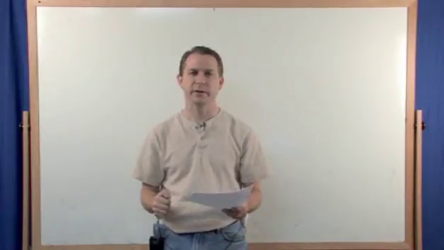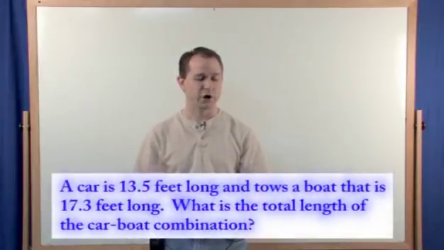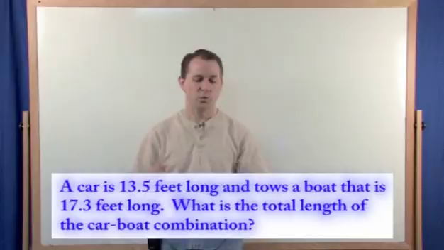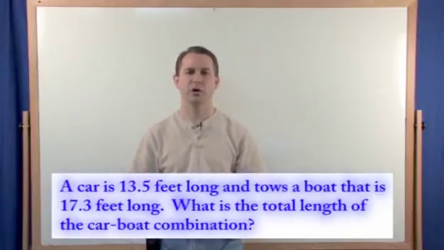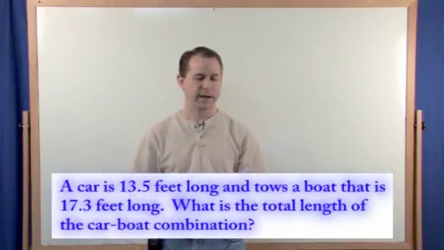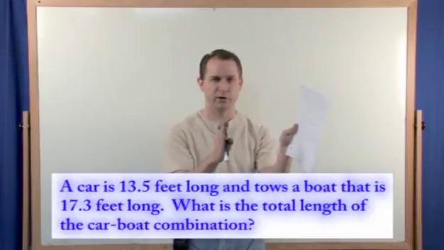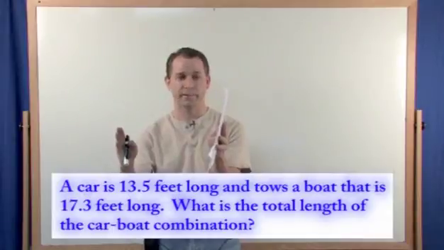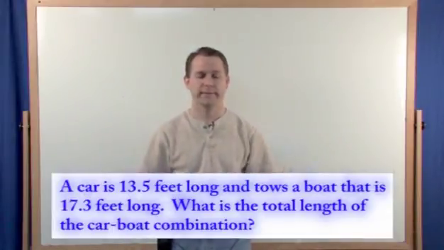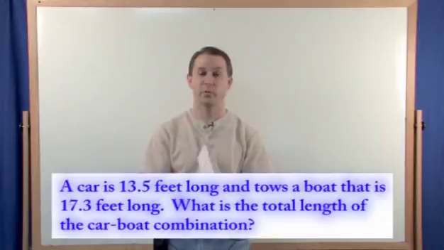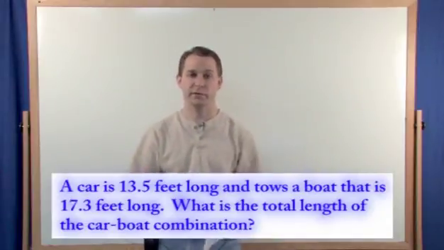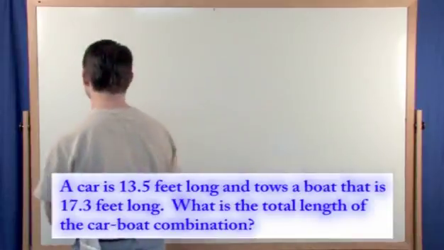So the first problem goes like this. A car is 13.5 feet long and tows a boat that is 17.3 feet long. What is the total length of the car-boat combination? So I have a car that's 13.5 feet long and it's towing a boat that's 17.3 feet long, and I'm trying to find what is the total length. So that's one of those keywords. What is the total length? The total length of the car plus the boat. So I know I'm going to be doing some addition here, and that's what we're going to do.